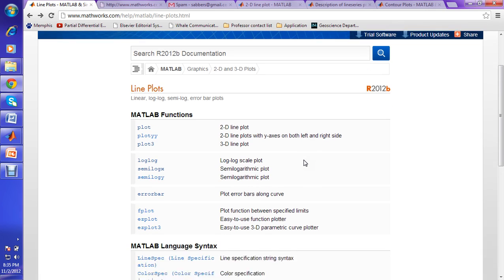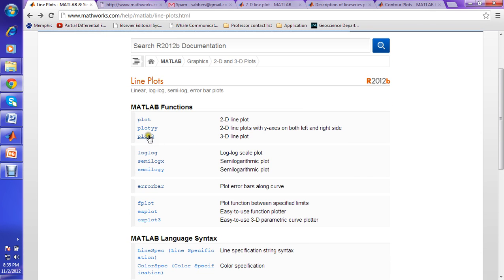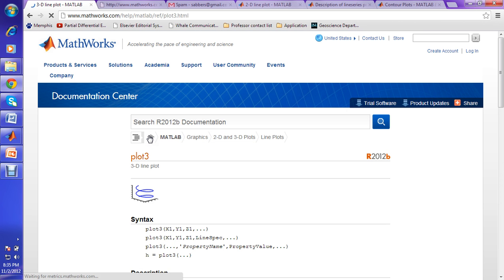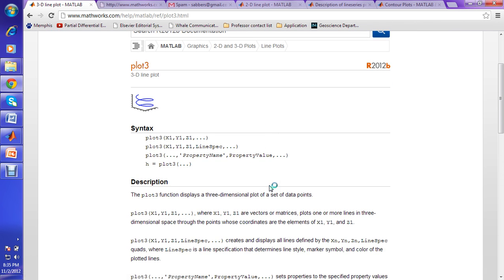Okay, welcome back. So we are supposed to discuss plot3. Go to plot3. What is plot3 about? It is nothing but a way to plot a 3D line. So we need x1, y1, and z1 parameters. We need three parameters to plot this.